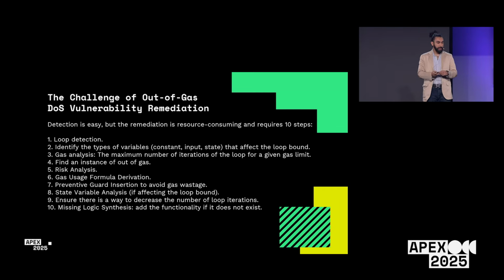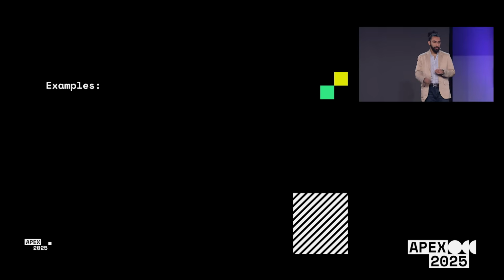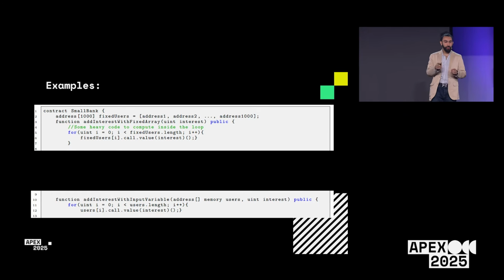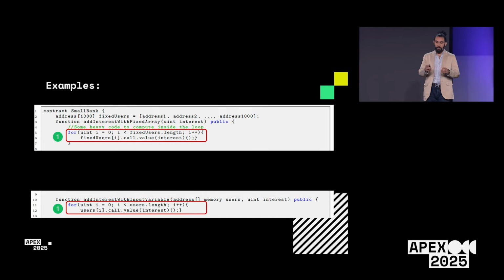So these are the 10 steps that you normally have to take to fix such a problem. I'm going to show the example and go through the steps together so we can see how tedious the work is. So let's work on the first 2 examples that I showed earlier. The first step is that we have to detect the problem. In this case, we have loops, and we can quickly detect them using something like static analysis or just by reading the code.